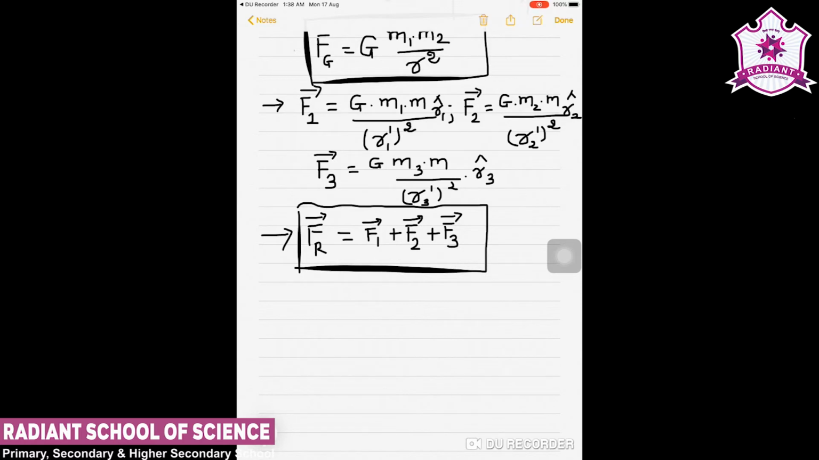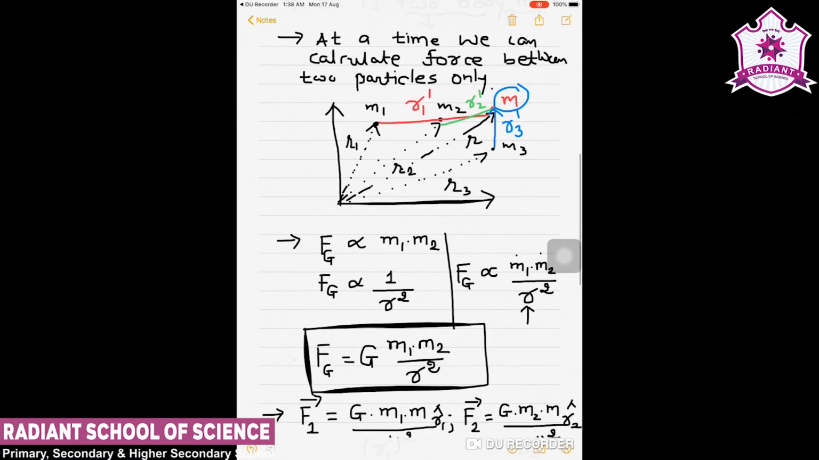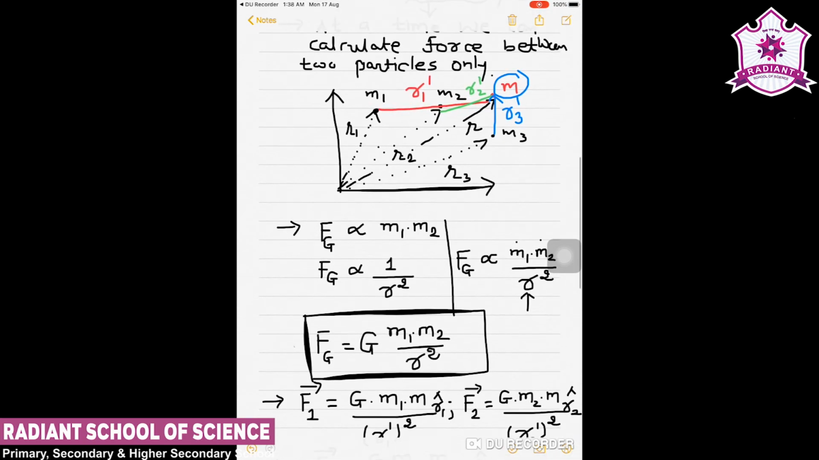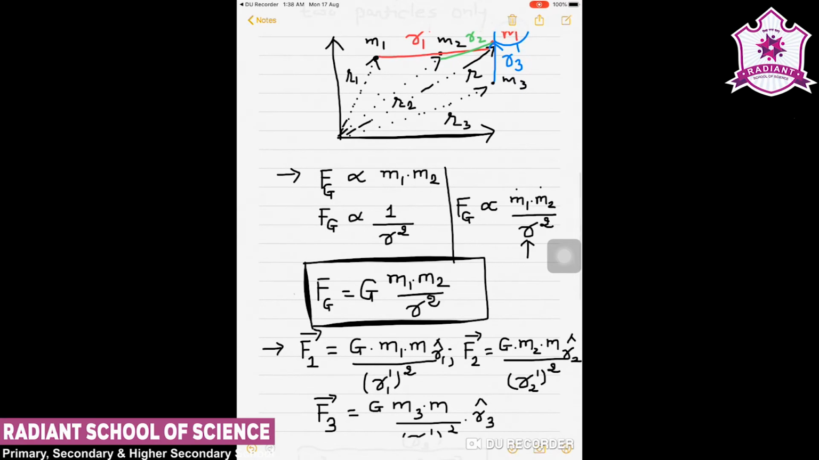So this is the gravitational force and its explanation. Newton stated that each and every particle in the universe exerts a gravitational force on each other.